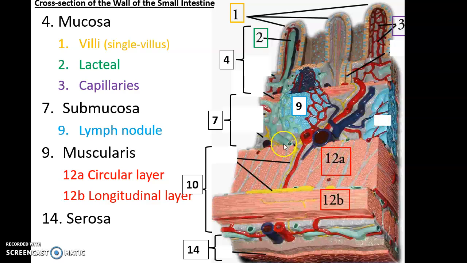In the submucosal layer, we can find lymph nodules, important for dealing with any pathogens that get absorbed into the small intestine. And then in the muscularis layer, we have a circular layer of muscle tissue going around the small intestine like a ring, and then the longitudinal layer of smooth muscle tissue that stretches the length of the small intestine. So circular layer and longitudinal layer, both smooth muscle tissue. And then, of course, the serosal layer.